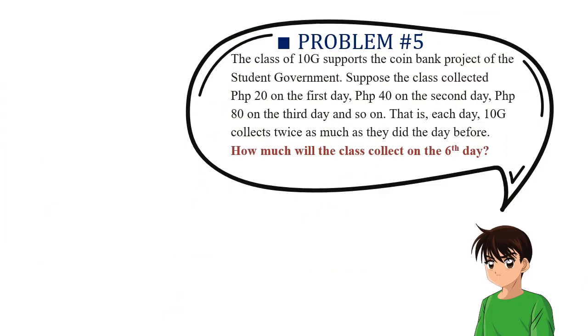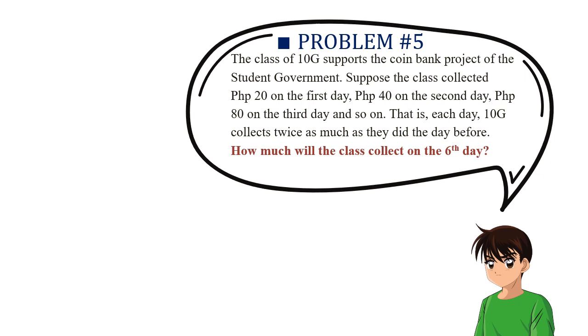For our next problem, we have here the class of 10G supports the coin bank project of the student government. Suppose the class collected 20 pesos on the first day, 40 pesos on the second day, 80 pesos on the third day, and so on. That is, each day, 10G collects twice as much as they did the day before. How much will the class collect on the 6th day?